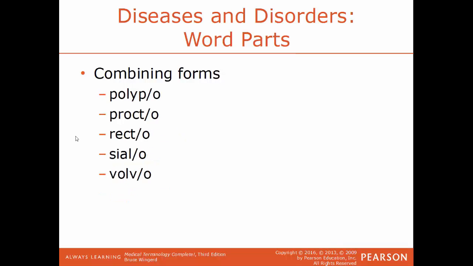Polypo is a reference to a small growth or a polyp. Procto is a reference to the rectum or the anus. Recto is the rectum. Cielo is a reference to saliva. And volvo means to roll.